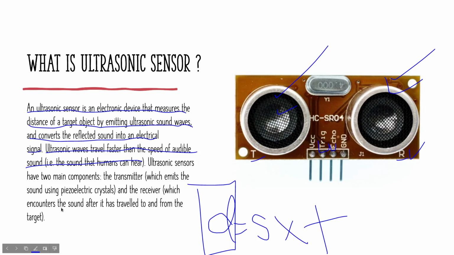Now let me explain the basic connection. As I told you, transmitter, receiver. Now what is this whole thing called? It is called an HC-SR04 ultrasonic sensor, a robotics component. Now coming to its connections, right over here. Now let me just clear the ink.